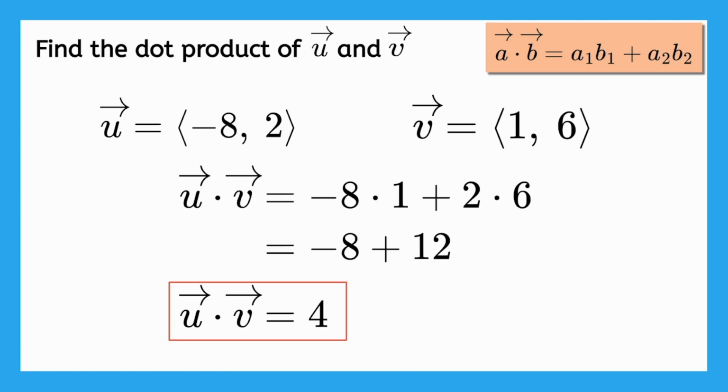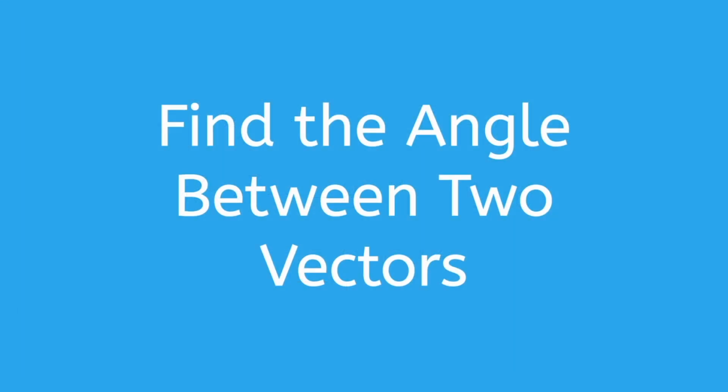Now let's look at how the dot product is used in our final vector operation for today. Many of the uses for the dot product are, again, beyond the scope of this course, but one way we will use the dot product is when we are finding the angle between two vectors. Let's wrap up today by learning how to do that.